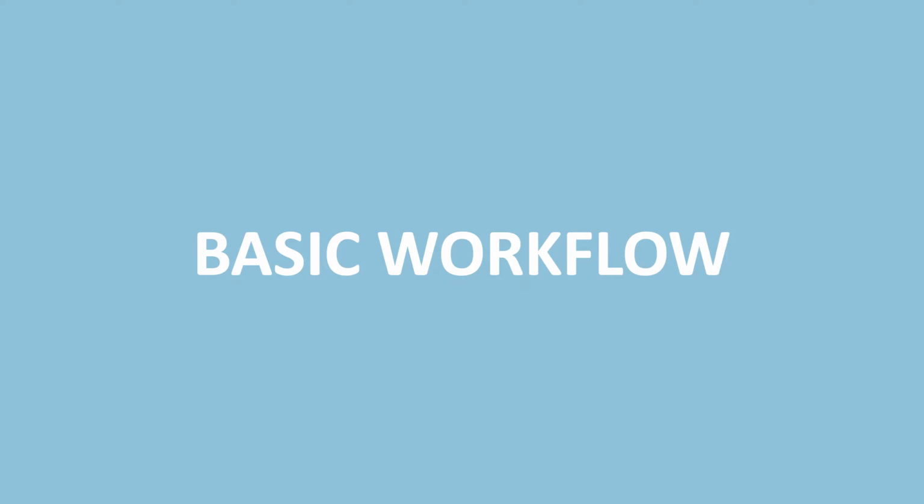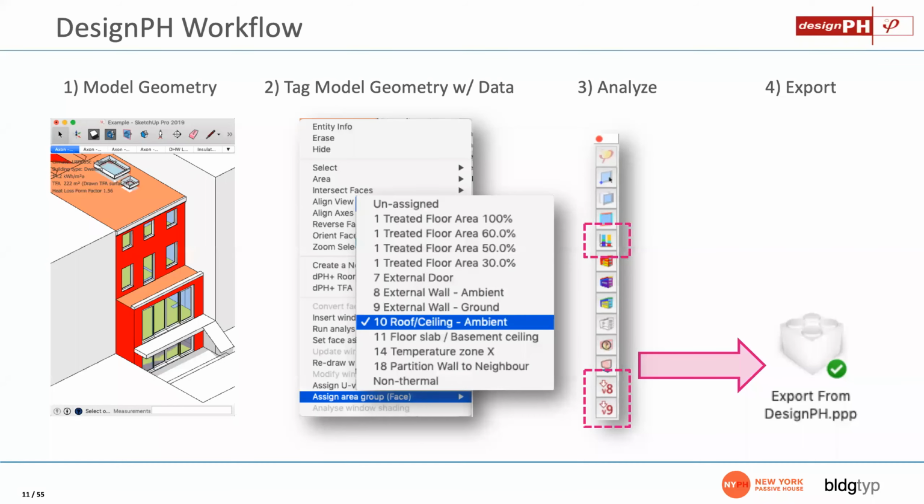So now let's shift gears a little bit and let's talk about the basic workflow for SketchUp. Basic workflow for DesignPH. So what are the steps that we're going to move through if we're trying to utilize this software to actually design and evaluate our building for our Passive House certification? There are 6 basic steps that we're going to walk through.